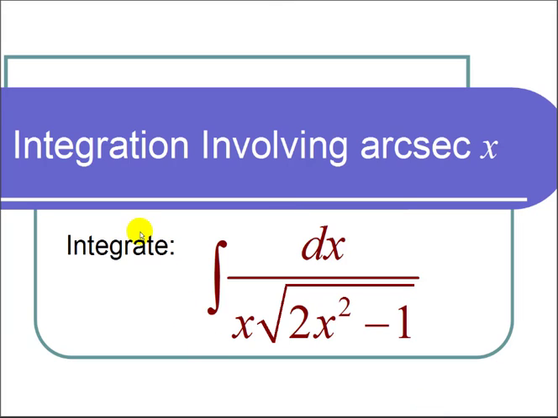This is a video on integration that involves the arcsecant of x. The question is to integrate dx divided by x times the square root of 2x squared minus 1. This looks very similar to an arcsecant integral, except that this pesky 2 is here.